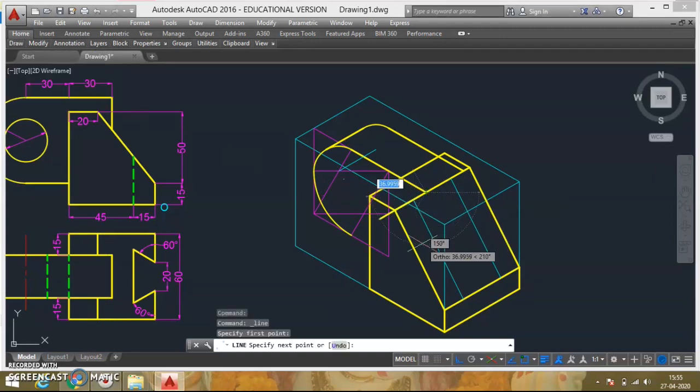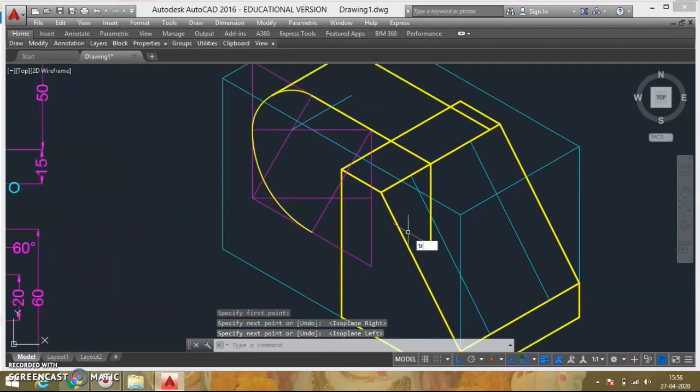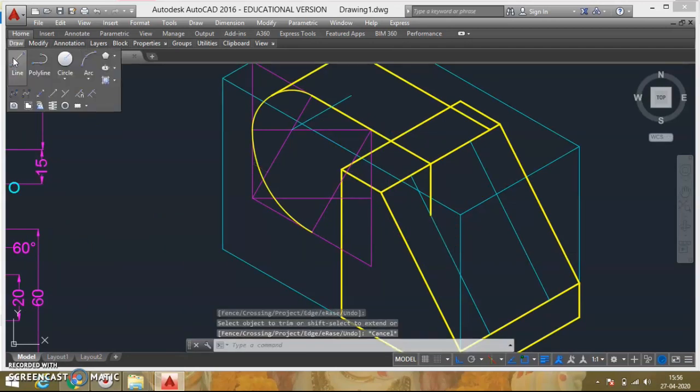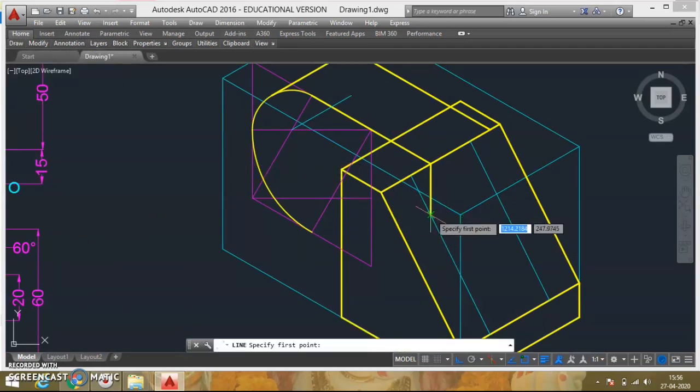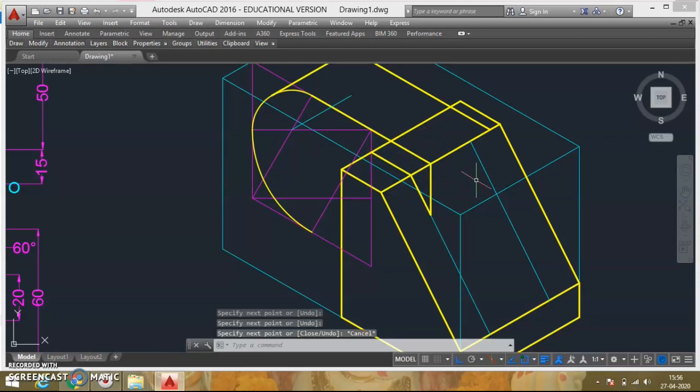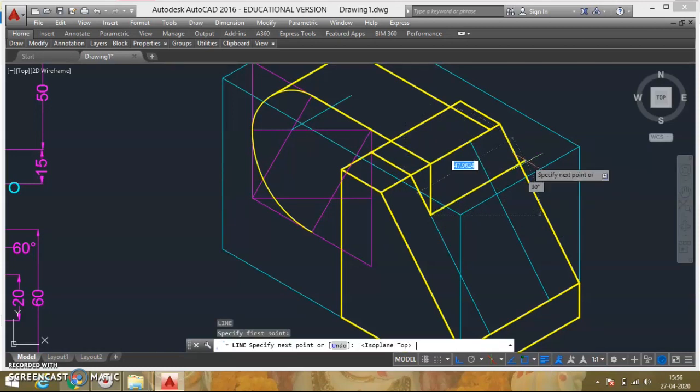Once it is done, then I'll take a line command and draw a line passing through this point, vertical, so that it will intersect this particular line. Same way. Once it is done, then I'll join a line here. This line will be visible and this line will be visible. Similarly, I can go on this side for 30 mm and join this.